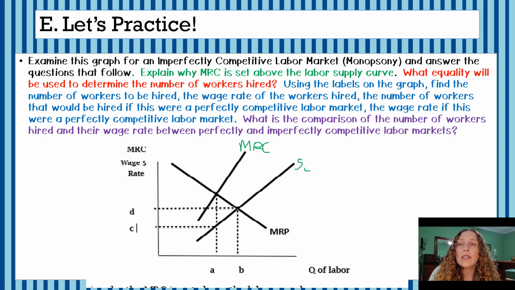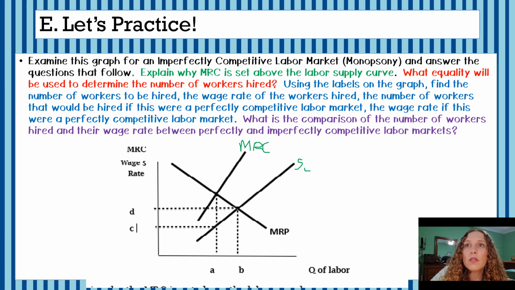So the first part of this says explain why the MRC is set above the labor supply curve. Remember, that is because the firm has got to increase the wage rate every time they hire a new worker, okay? And so their marginal resource costs increase as they go up. So their costs are increasing in a different way than the supply curve is moving up. It's the same reason why the demand curve and the marginal revenue curve are not the same thing in monopoly. That's what we're seeing here. It's just sort of flipped over a little bit. What equality will be used to determine the number of workers hired? Well, that is still going to be where the MRC, or marginal factor cost, MFC, equals the marginal revenue product.